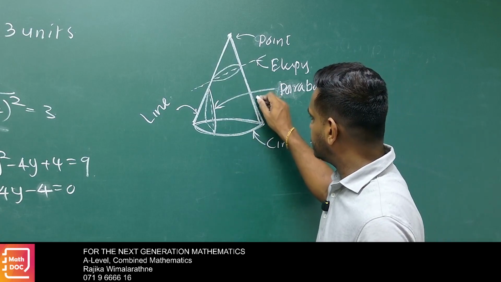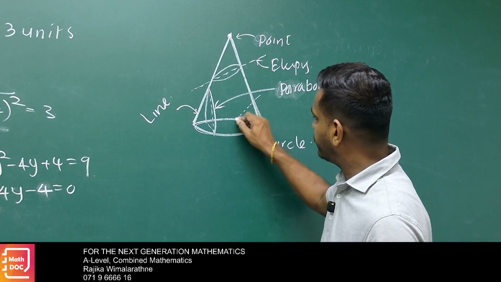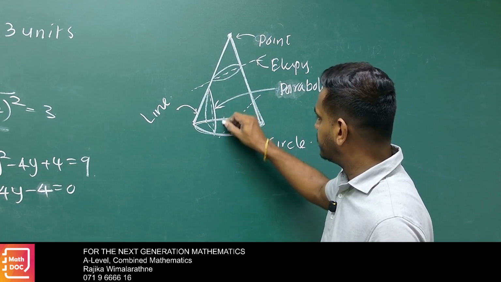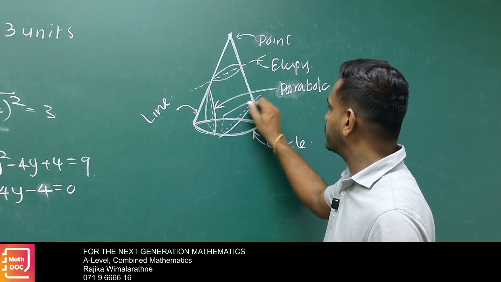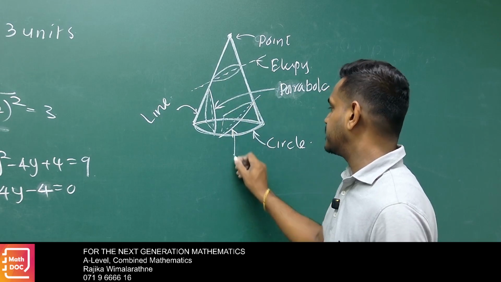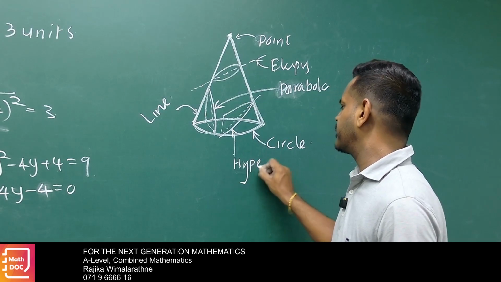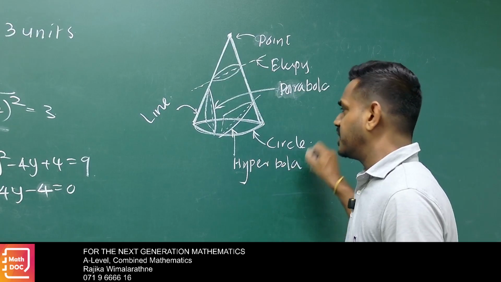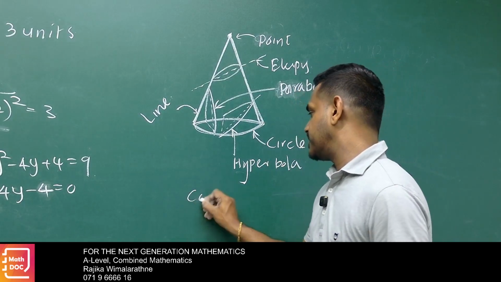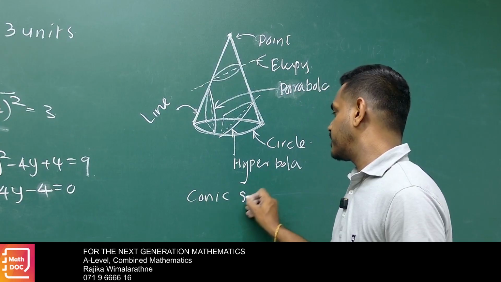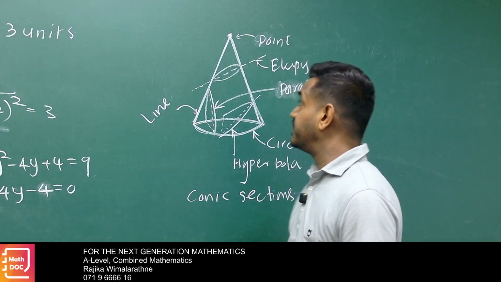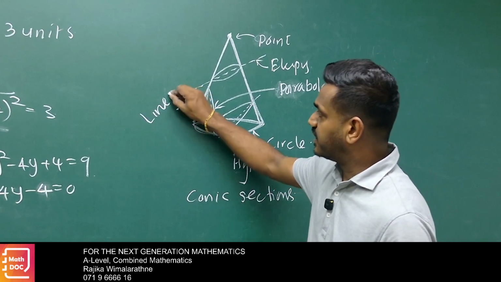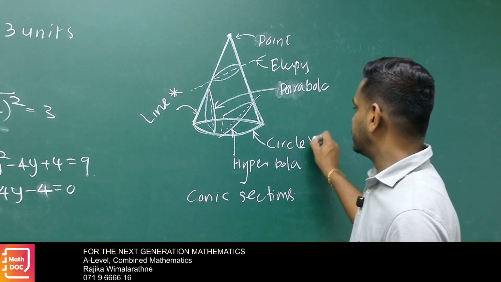If we section here this way, we see hyperbola. But don't worry about those. Those we call conic sections, but mainly we focus on straight line and circle.